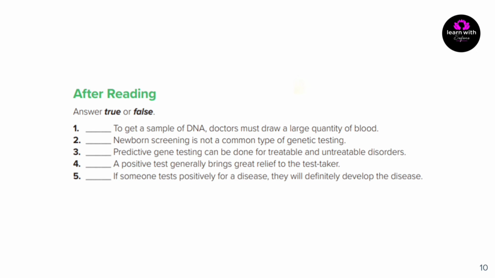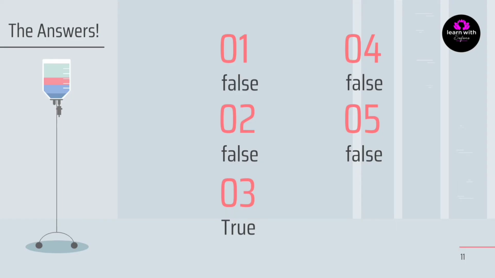يمكن إجراء اختبار الجينات التنبؤية للاضطرابات القابلة للعلاج وغير القابلة للعلاج. Number 4. A positive test generally brings great relief to the test taker. يجلب الاختبار الإيجابي بشكل عام راحة كبيرة لمقدم الاختبار. Number 5. If someone tests positively for a disease, they will definitely develop the disease. The answers: Number 1 false, Number 2 false, Number 3 true, Number 4 false, Number 5 false.